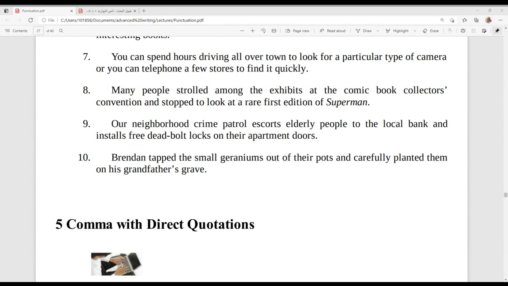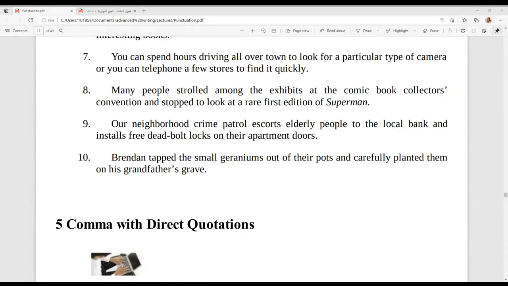Our neighborhood crime patrol escorts elderly people to the local bank and installs free deadbolt locks on their apartment doors. Yeah, no need. Excellent. Because this is a verb and this is a verb, and there is no subject here. It has been ellipted.